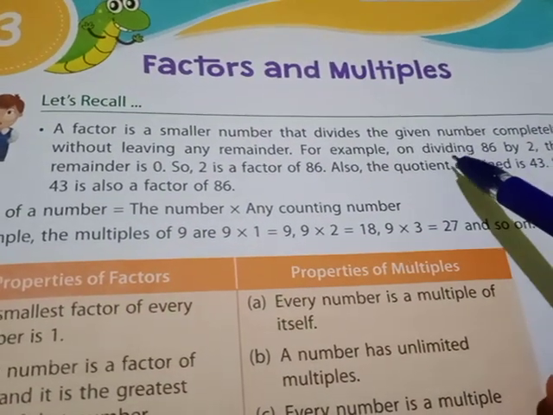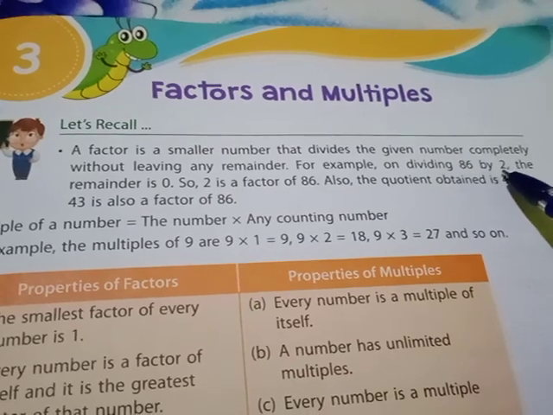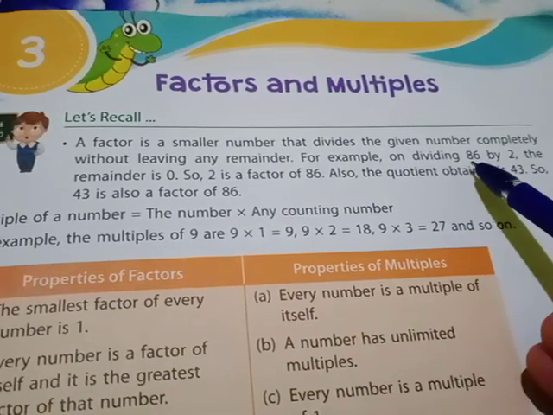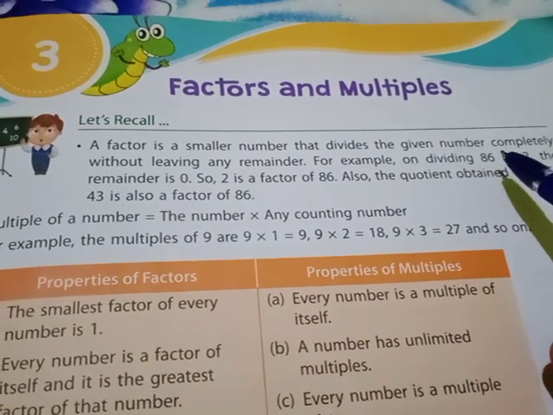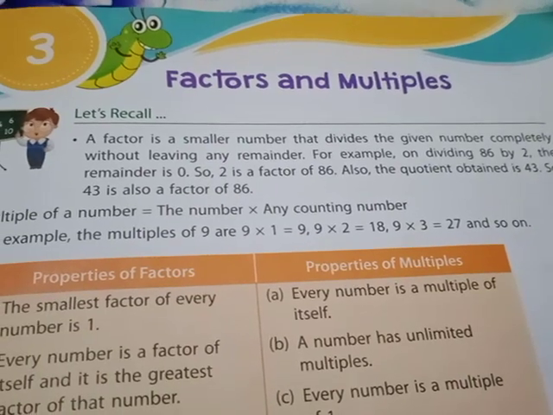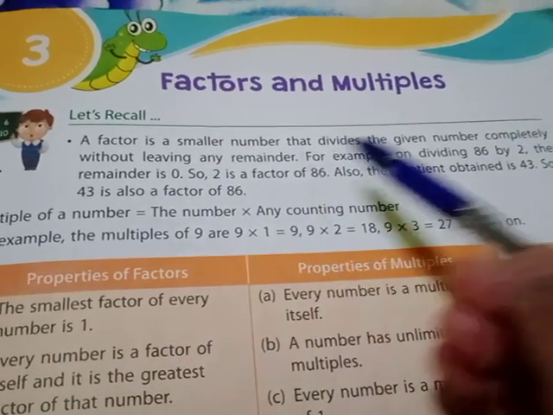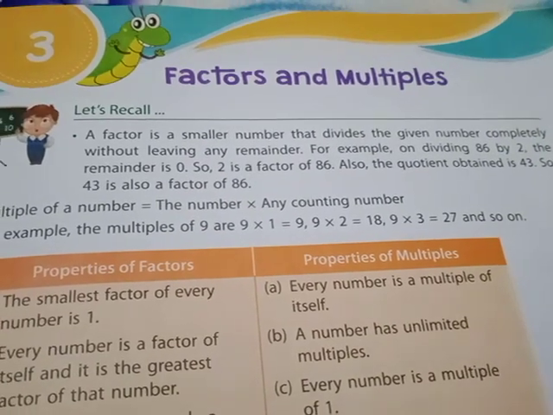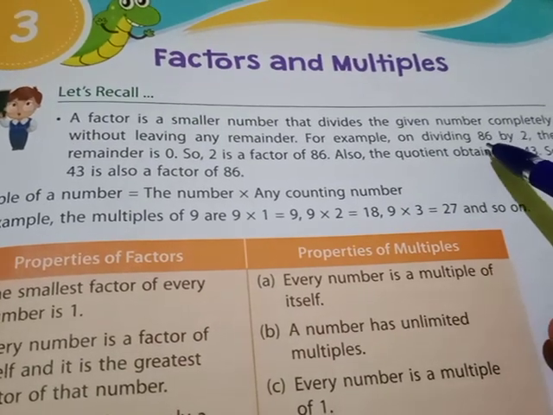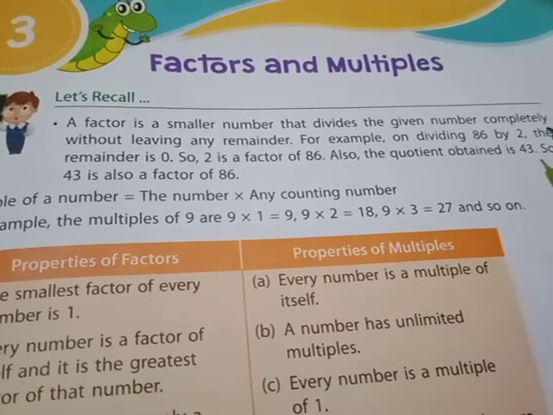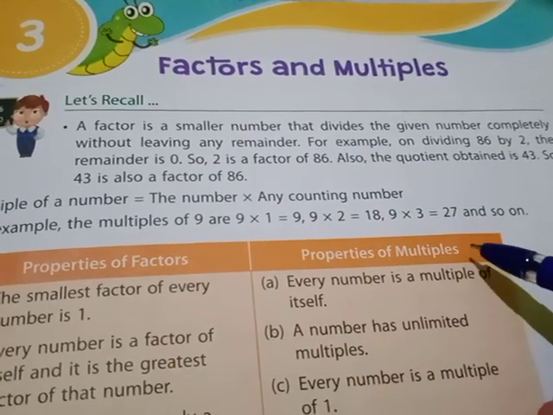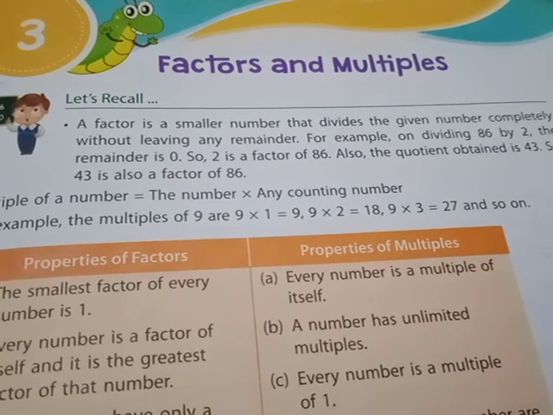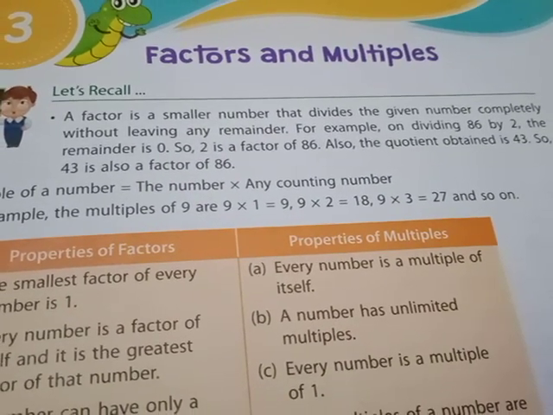Okay, you can see the example. Dividing 86 by 2, we are getting remainder 0. That means 86 is coming in the table of 2. 86 is divisible by 2. That's why there is no remainder, and 2 will be considered as a factor of 86. Similarly, 86 by 3. Can you divide 86 by 3? When you divide, you will get something in the remainder. So 3 will not be considered as a factor of 86.